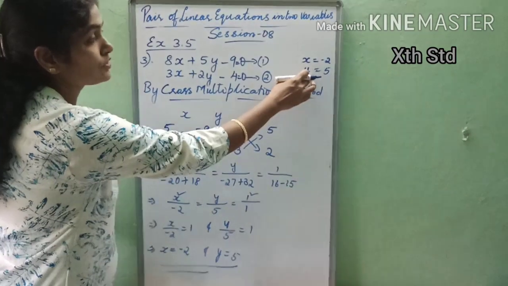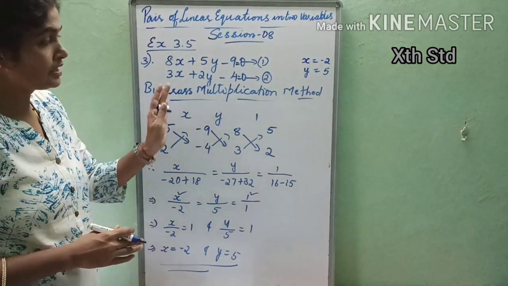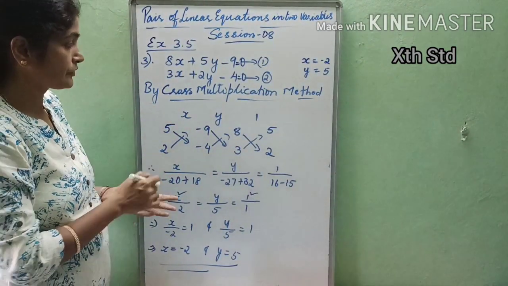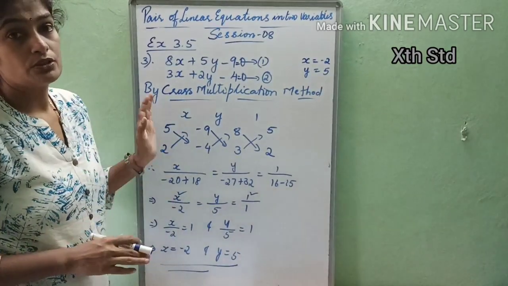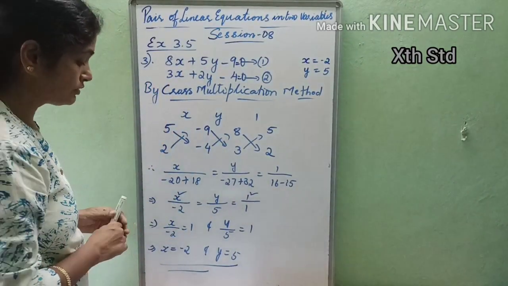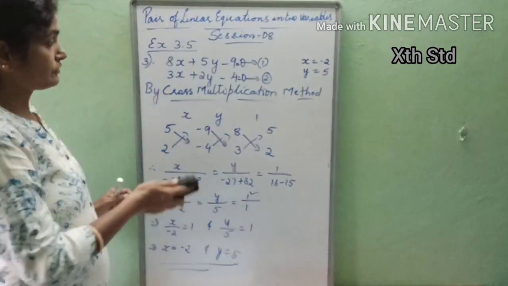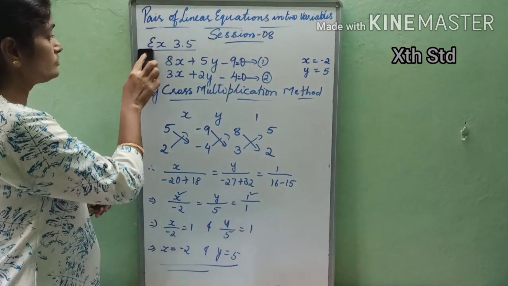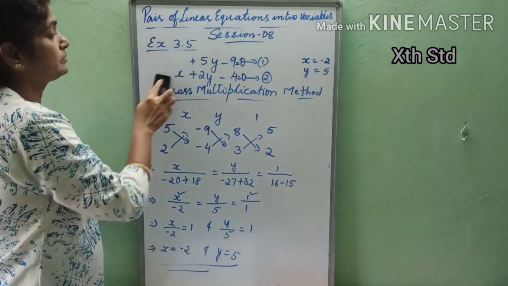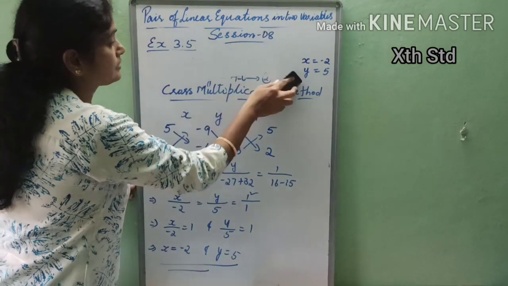This answer in cross multiplication we got x equal to minus 2 and y equal to 5. And in substitution also the same answer. Right? Since they have told you to do it in both the methods, we have to do it in both the methods. Okay? Now, let's see the verbal problems. Fourth question.